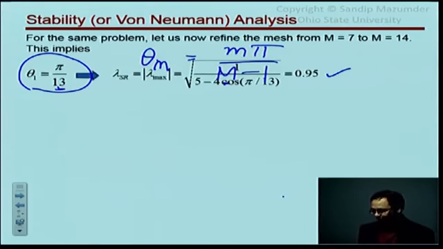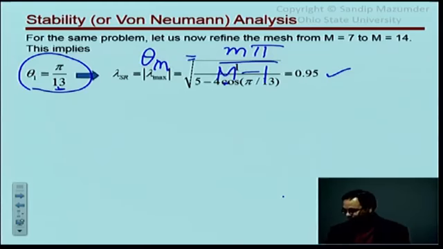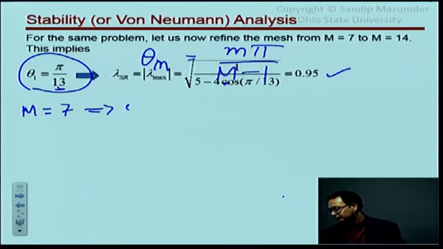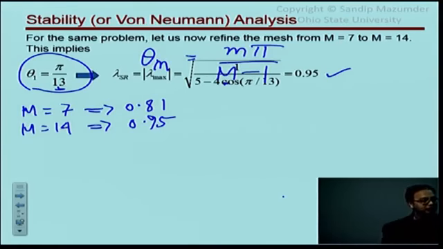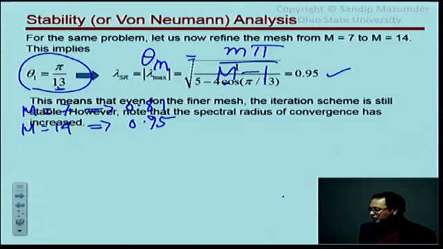So what has happened is, for m equal to 7, we got 0.81, and for m equal to 14, 0.95. Same scheme, Gauss-Seidel, one-dimensional problem, and our eigenvalue has gone up. It's still stable, so both will work, but we'll find out soon what that means. So with a finer mesh, the iteration scheme is still stable. However, note that the spectral radius has increased.